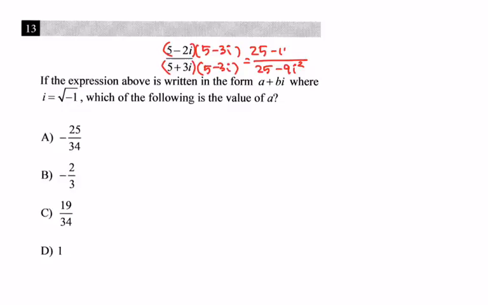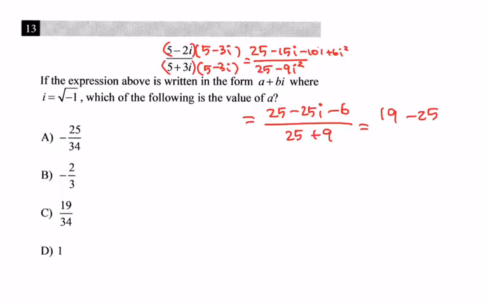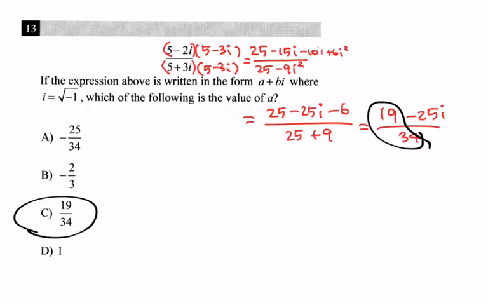Then we get 25, and let us try to simplify this one. 25, and then we have minus 25i by combining the two imaginary parts, and minus 6, because i squared is equal to negative 1. And then 25 minus i squared becomes positive. And then our final answer is 19 minus 25i over 34. Then what's the real part? 19 over 34, which is choice C. That becomes the answer.